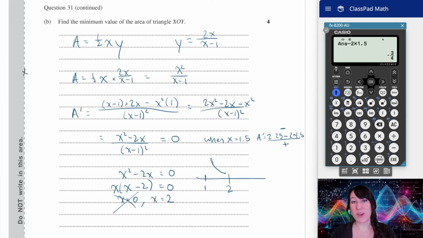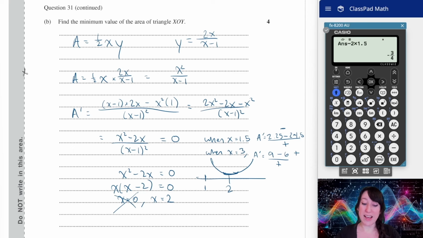Now let's try a number to the right of 2, such as 3. When x is 3, the derivative will be 9 minus 6 over, again, a positive number. And 9 minus 6 is positive. A positive over a positive is a positive. And so we know our function is increasing after 2. This tells us that 2 is a minimum. So we verified that x equals 2 is where a minimum occurs.